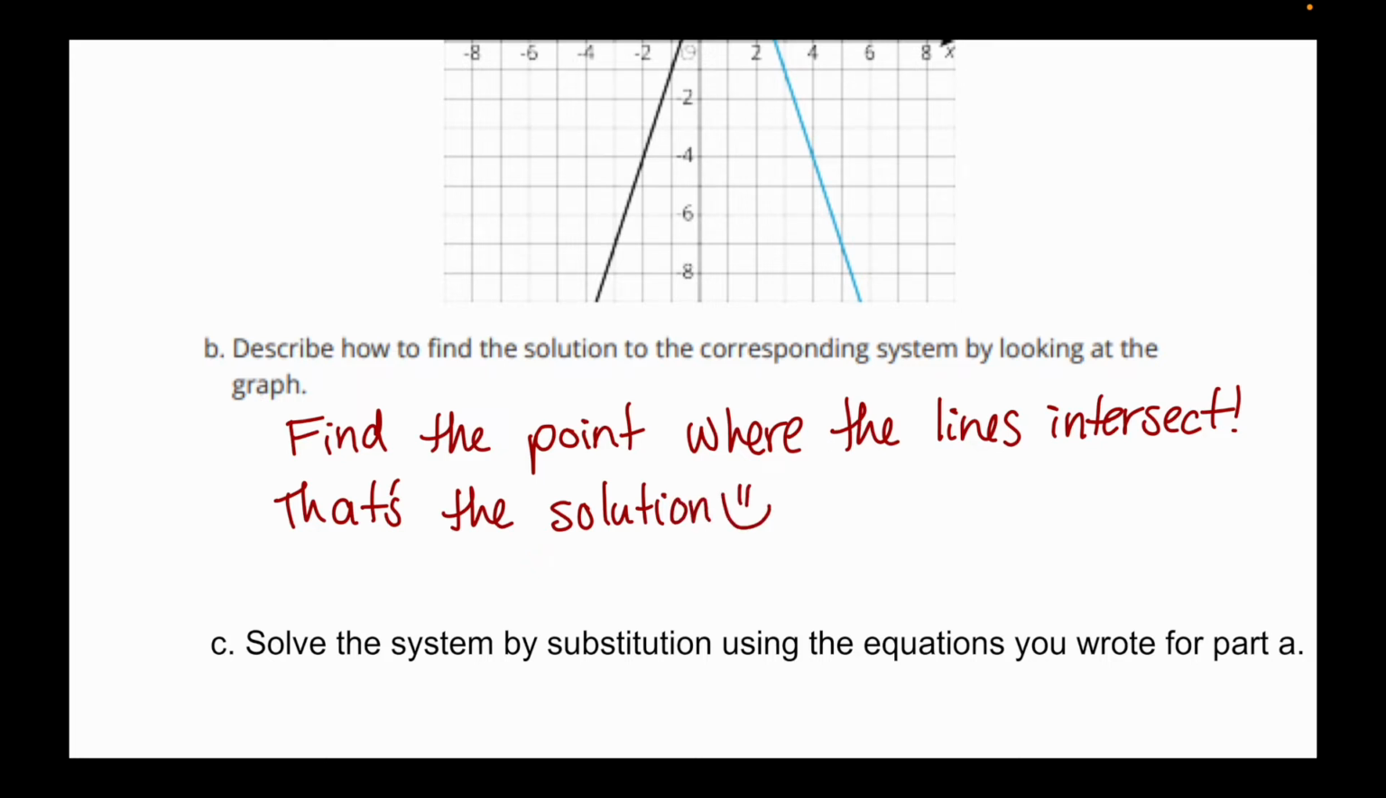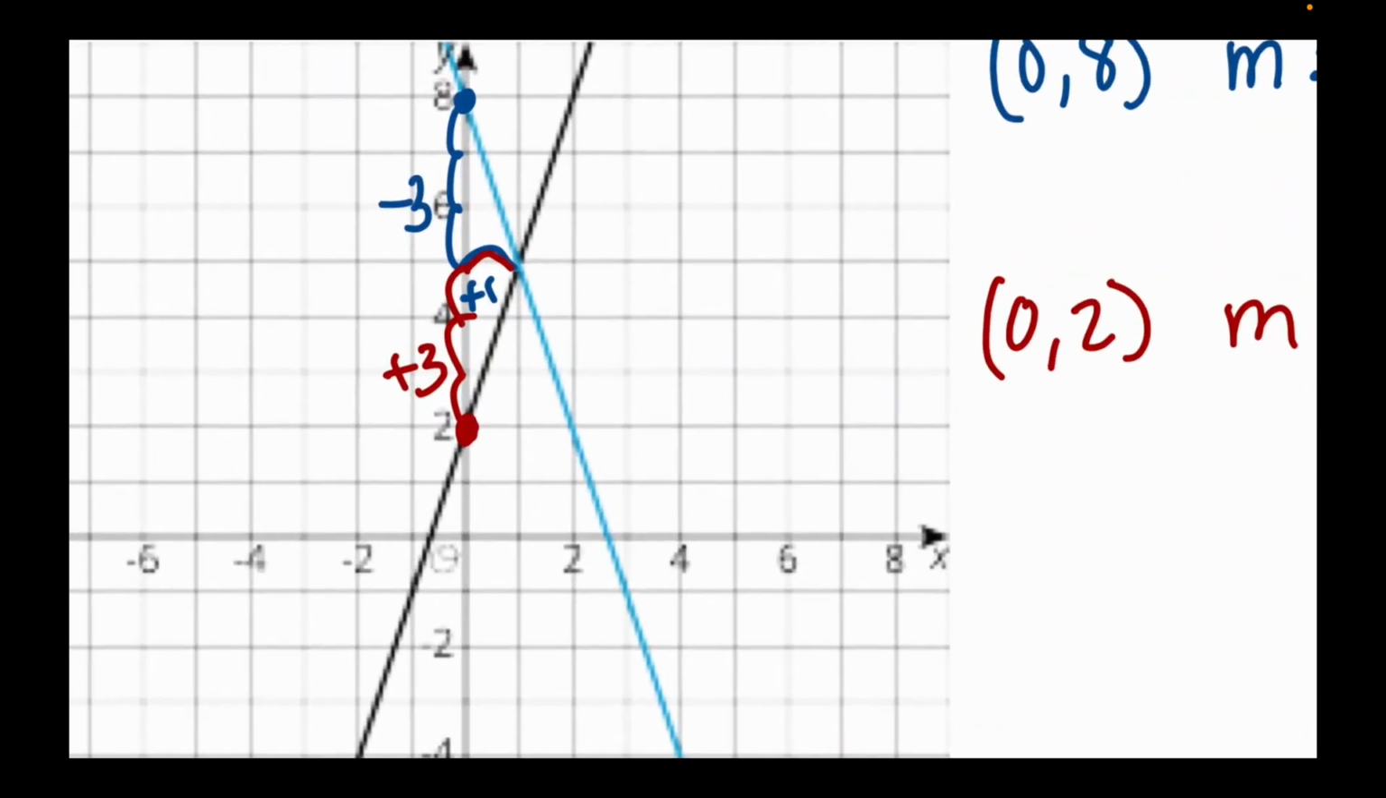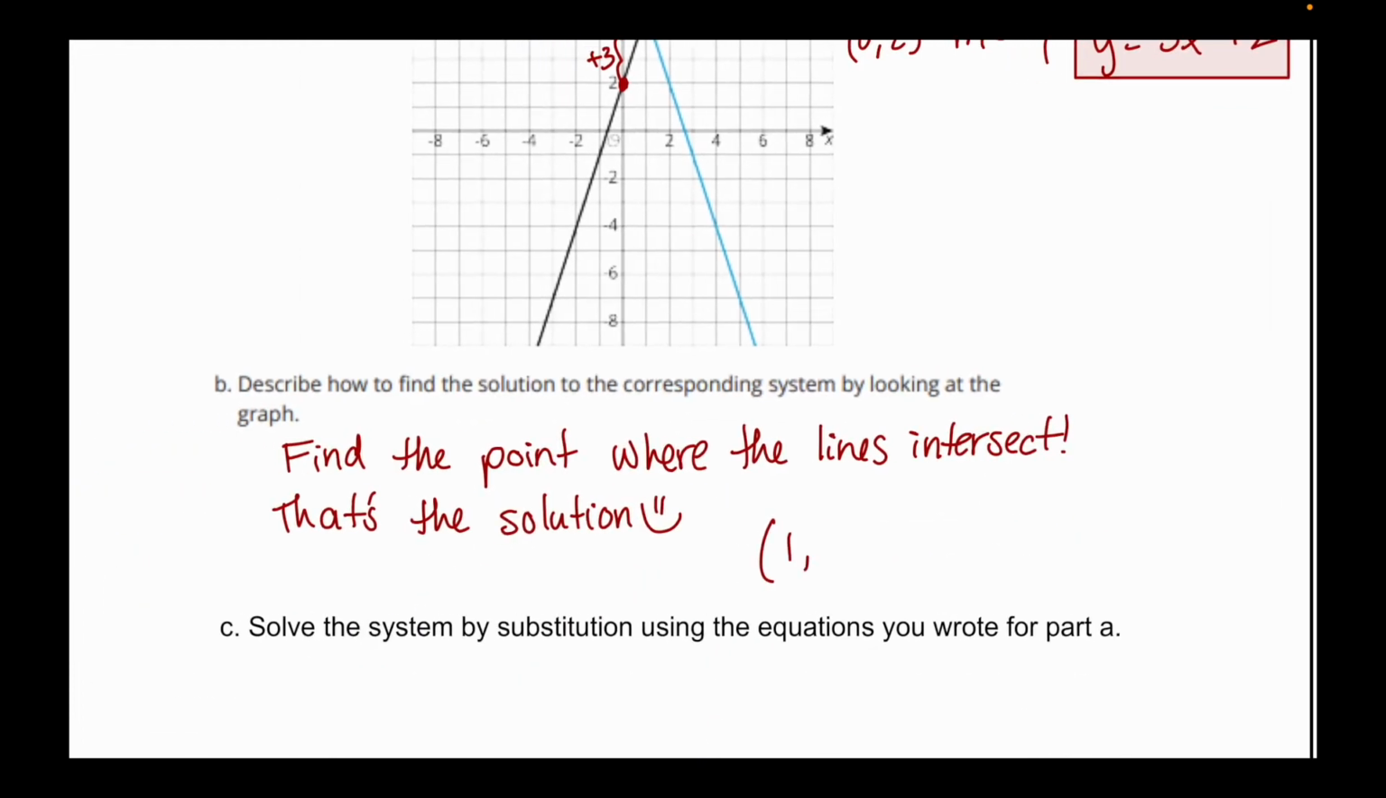So part C is going to want us to use substitution in order to solve this. But I'm also just going to point out what the solution is, the point where these intersect. That's right here, and that looks to be positive 1 and then positive 5. So 1 comma 5 would be the point where those intersect.